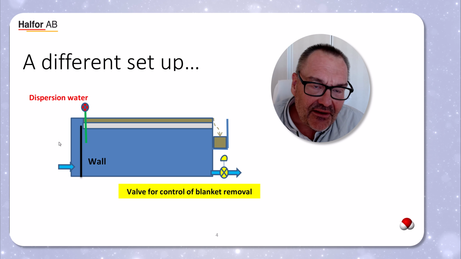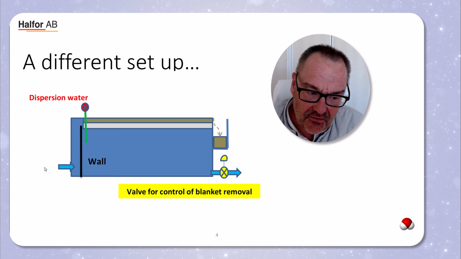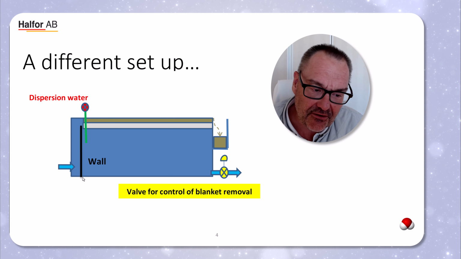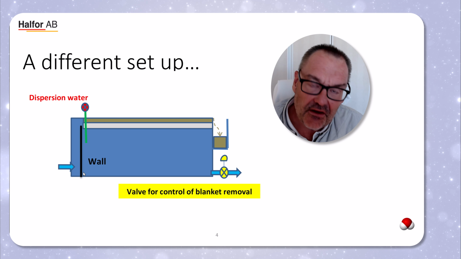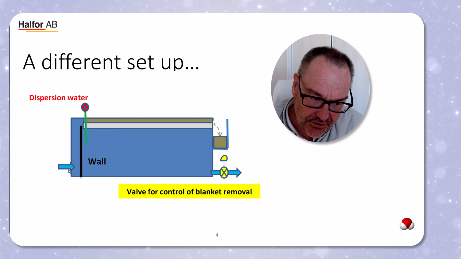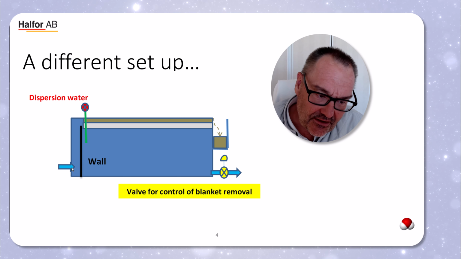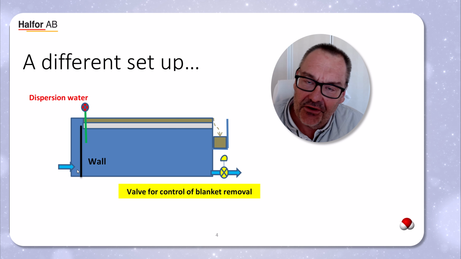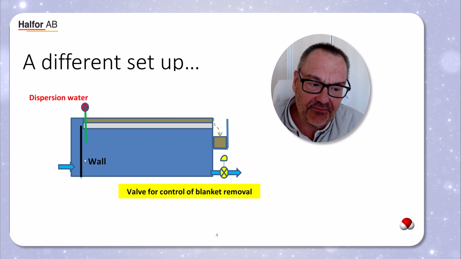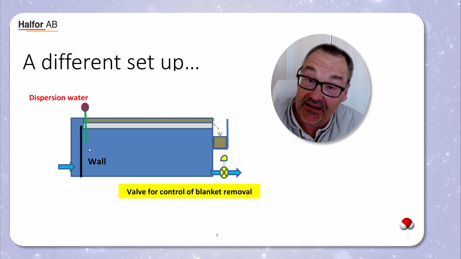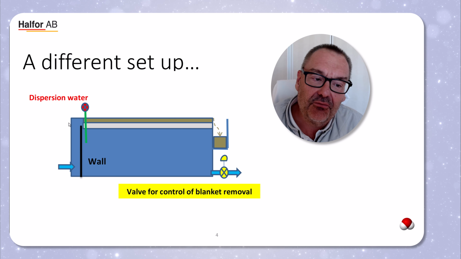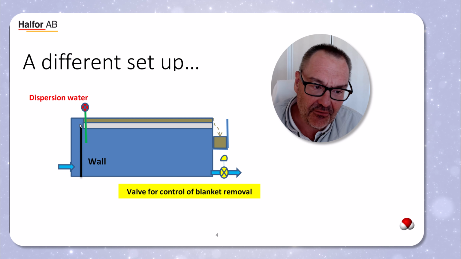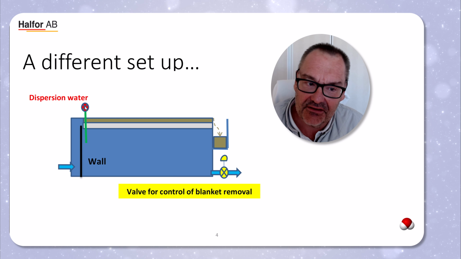If you remember the previous slide, when the flocks entered the dispersion chamber, this wall here was tilted. Also, the dispersion water was introduced at the bottom of the tank, at the bottom of the wall. Now, with the modeling and tests Bengt did, he could see that it was possible to raise this wall and also to move the introduction of the dispersion water from the bottom to where it is shown on this sketch.